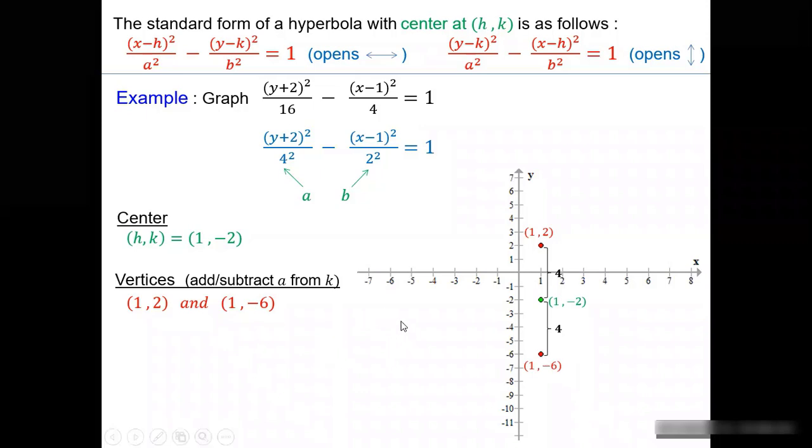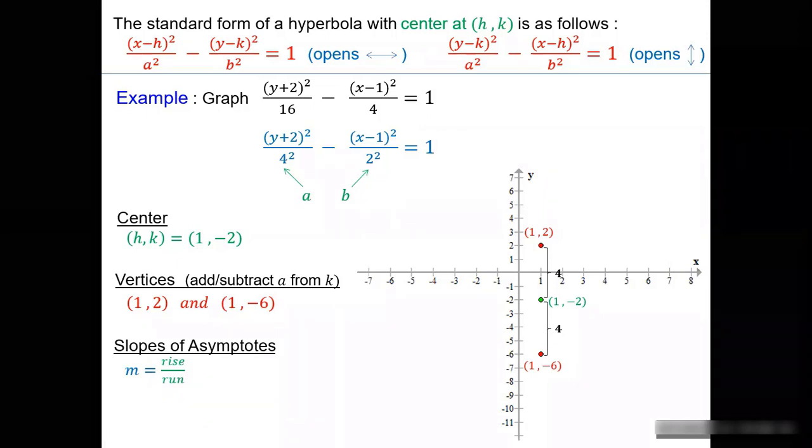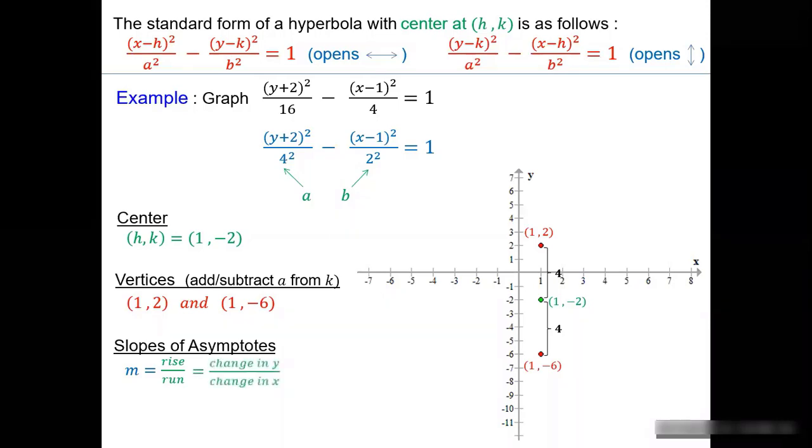So we now need to find our asymptotes, but notice that we haven't used 2 yet. And that's because that's going to be used in order to account for our rise and our run. So notice that the rise is the change in the y direction, while the run is the change in the x direction. Here we can see that 4 is attached to y, so 4 is actually our rise. While here, 2 is attached to x, so that's our run.